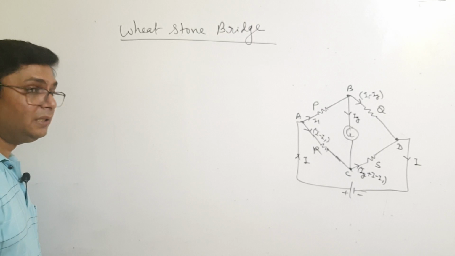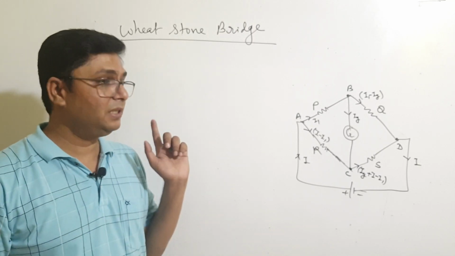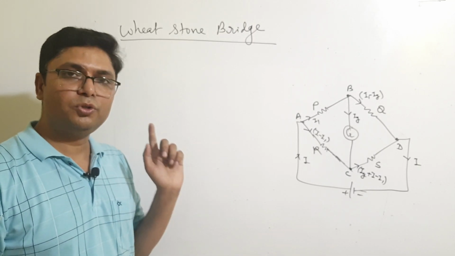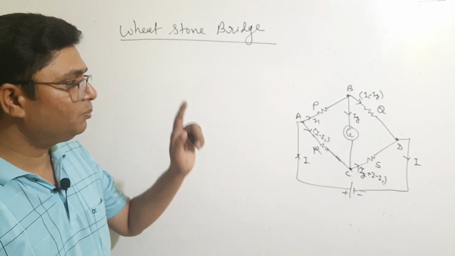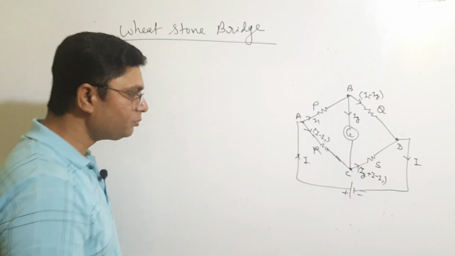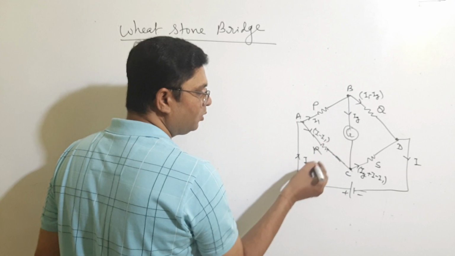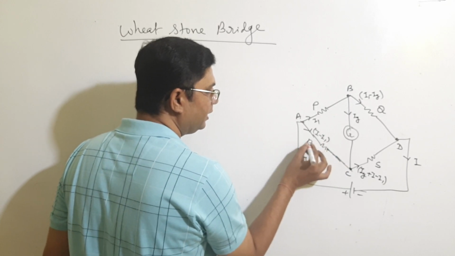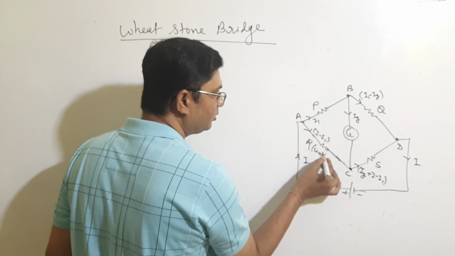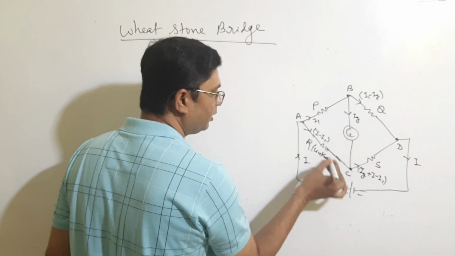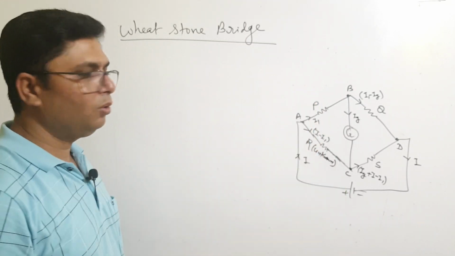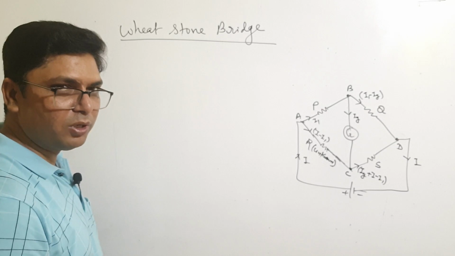What is Wheatstone bridge? It is the determination of one unknown resistance in terms of three known resistances. Let us put one resistance as unknown. Let R be the unknown resistance, and the other three are known. We have to determine an equation.